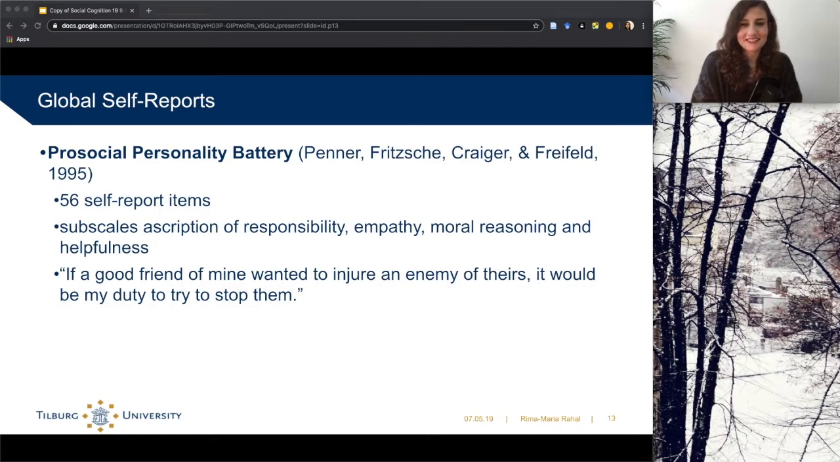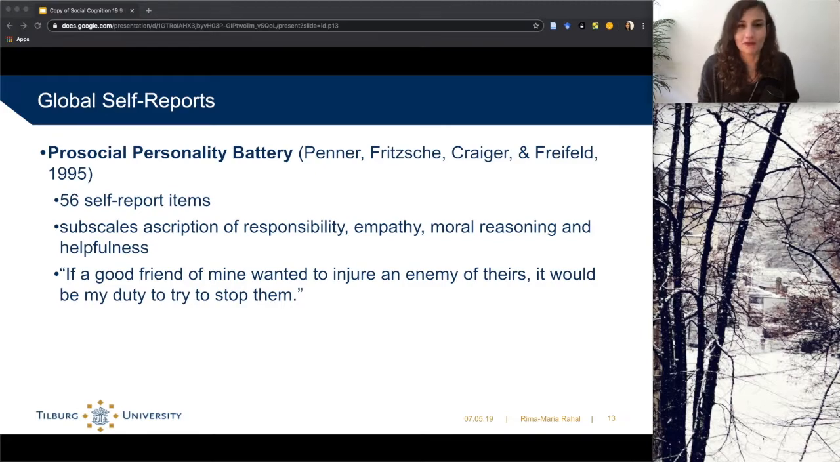So let's start by thinking about how we can measure whether someone is a pro-social person or a moral person. And of course, one of the easiest ways to do that is to just ask them about themselves, right? So we could use self-reports for asking people about their pro-social behaviors and their moral behaviors. And I'm just going to show you some examples here.